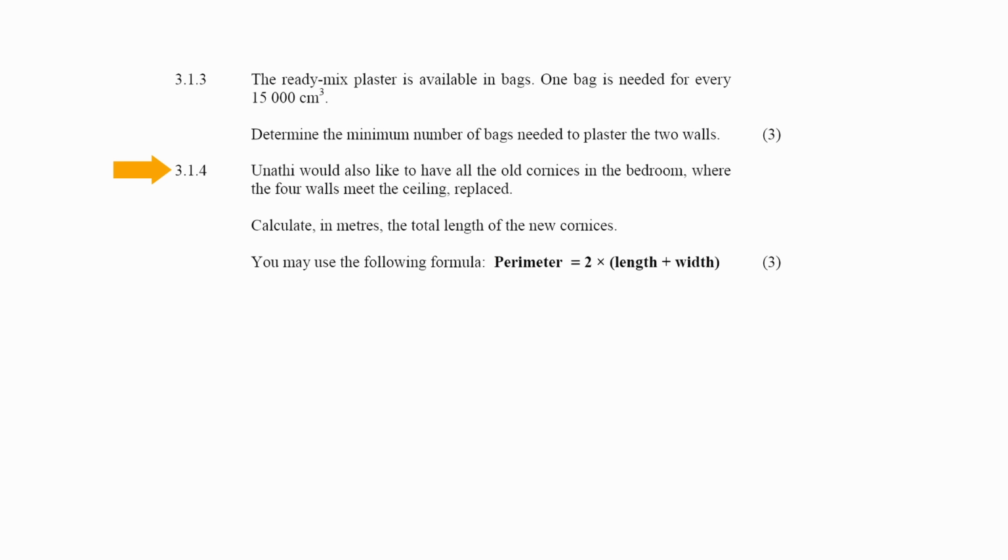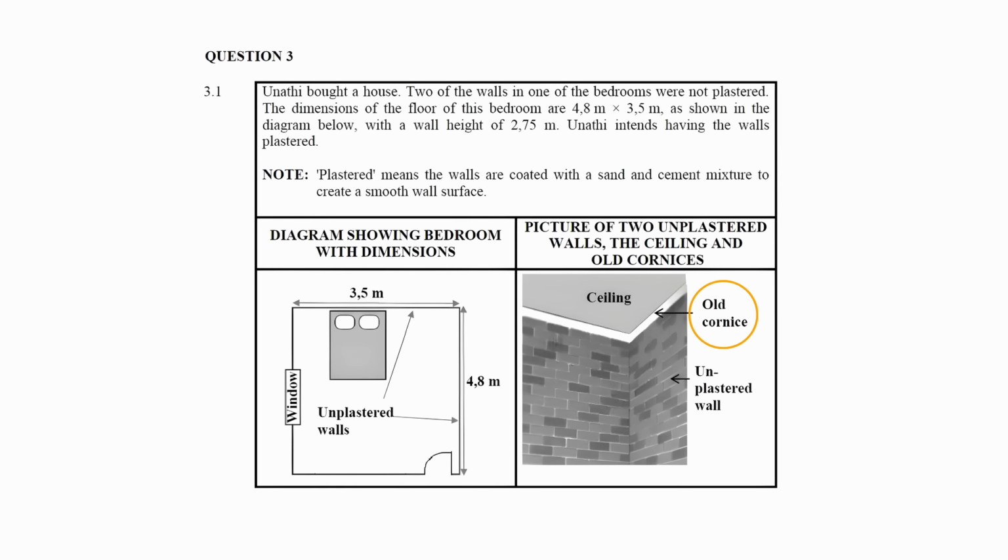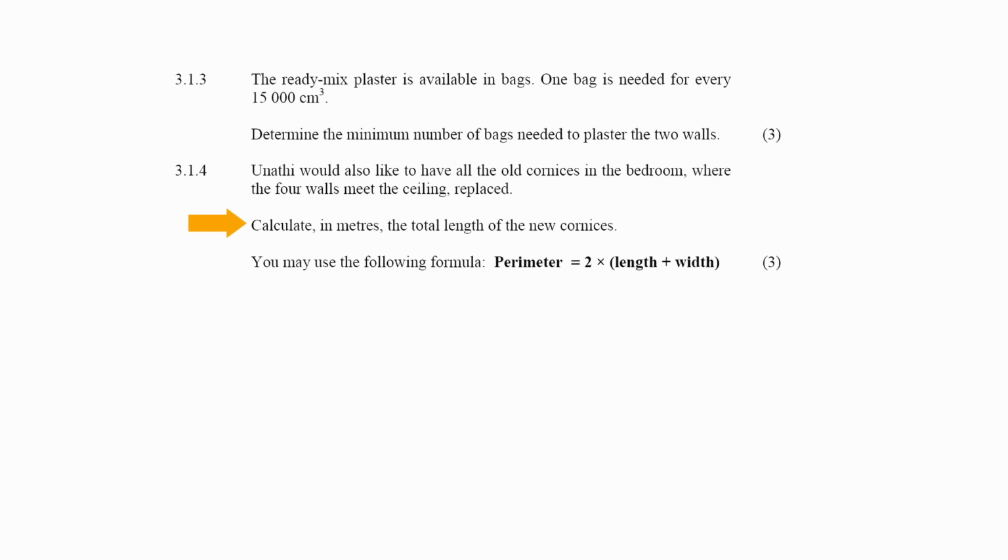In question 314, it is stated that Unathi would like to have all the old cornices in the bedroom where the four walls meet the ceiling replaced. You are instructed to calculate in meters the total length of all the new cornices. You may use the following formula. Perimeter equals 2 times the sum of the length plus the width.